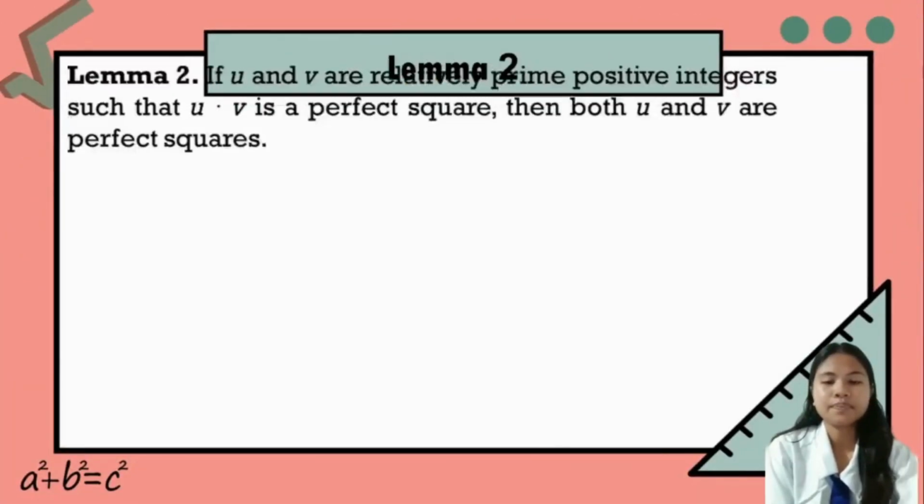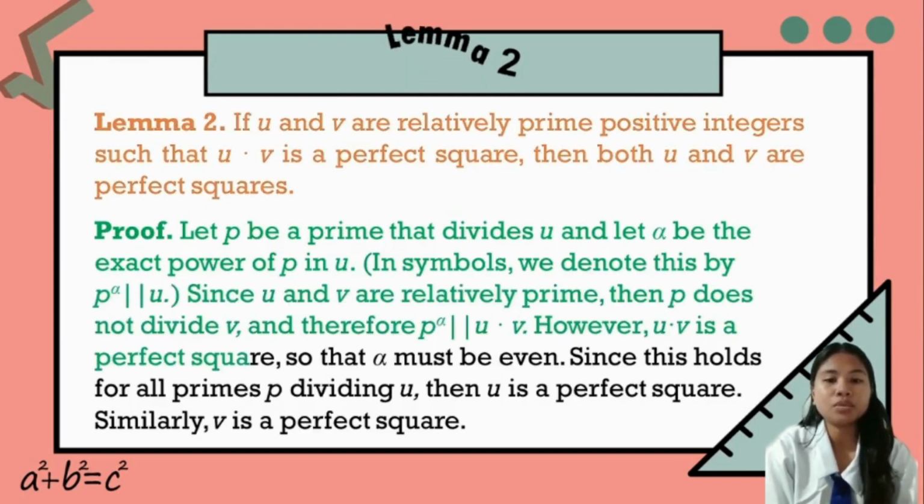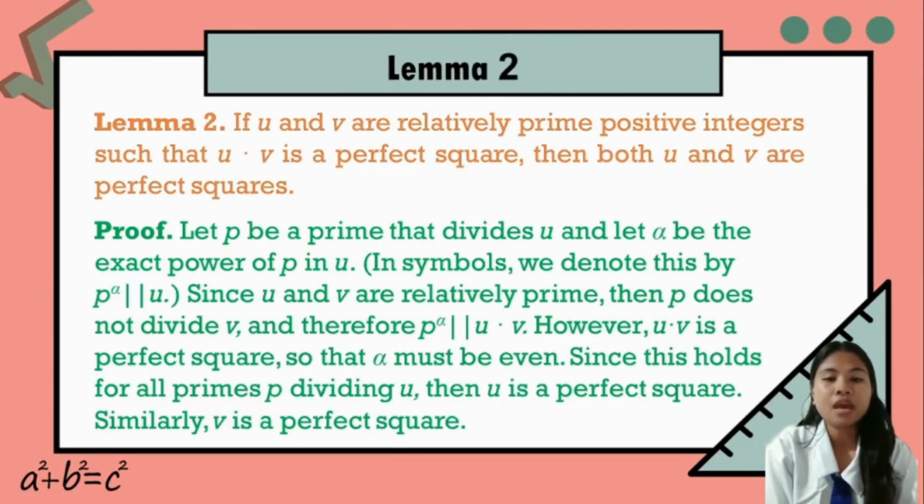opposite parity. So the proof of the second lemma would be: let p be a prime that divides u and let a be the exact power of p in u. Since u and v are relatively prime, then p does not divide v.